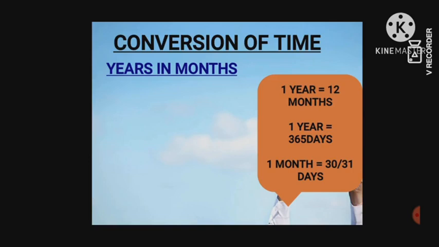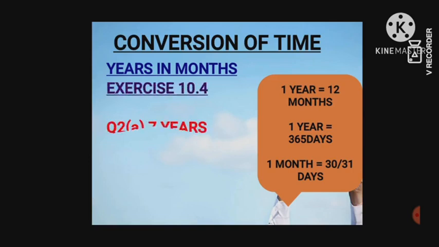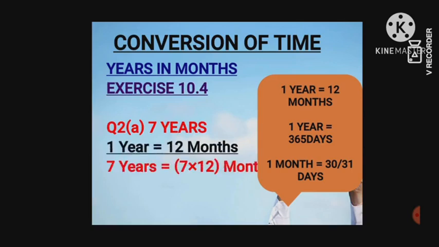Here we will understand years in months. Exercise 10.4, question 2a, part 7 years. 1 year is equal to 12 months. So 7 years is equal to 7 multiplied by 12 months. Why are we multiplying, children? Try to guess. Okay, I tell you. Year is the bigger unit and month is the smaller unit. So when we convert the bigger unit into the smaller unit, we always multiply. Finally, we get the answer: 7 years is equal to 84 months.